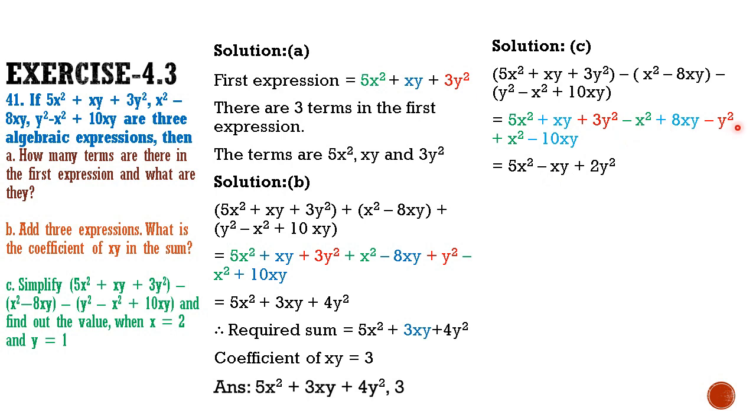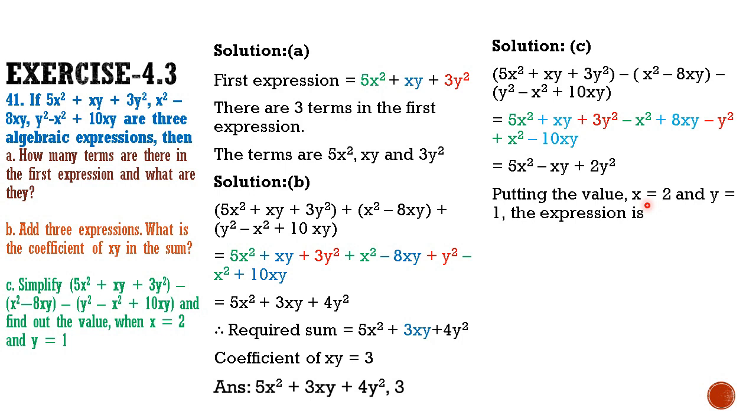Plus minus y square plus 3y square, we will get plus and minus, that should be minus. So from 3y square, if we subtract 1y square, we will get 2y square. So this is the simplification of question number C, and we have to find out the value when x equals 2 and y equals 1.